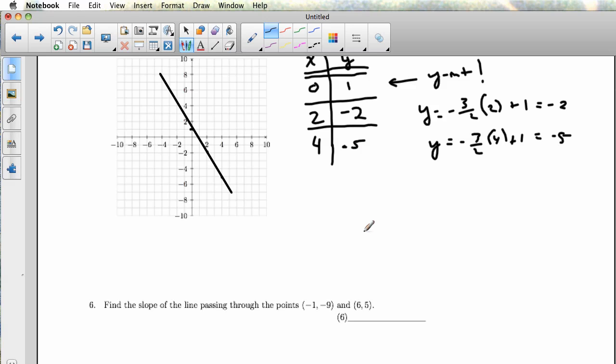Slope of the line between 2 points, this is just rise over run, so this is just a matter of being careful with the arithmetic. A lot of people try to do this in their head, so I would strongly recommend just writing out exactly what you're doing. So the change in y, 5 minus negative 9, change in x is 6 minus negative 1, just literally the subtraction of the y's divided by the subtraction of the x's. So 14 on top, 7 on the bottom, so 14 over 7 is 2.